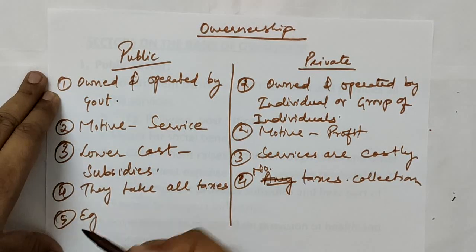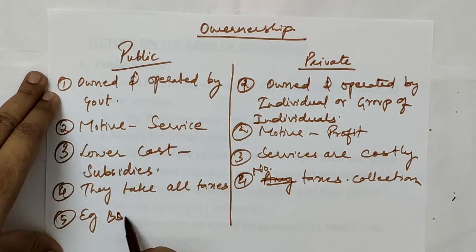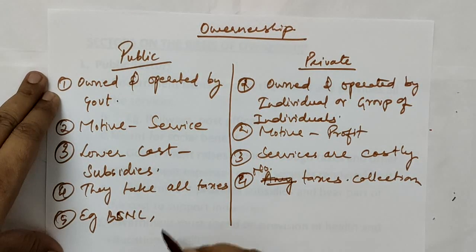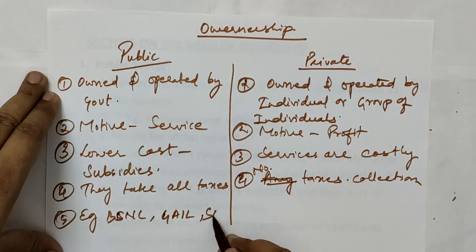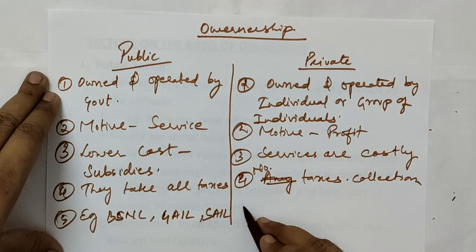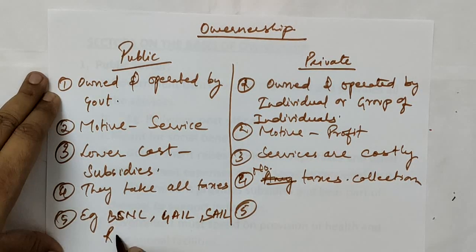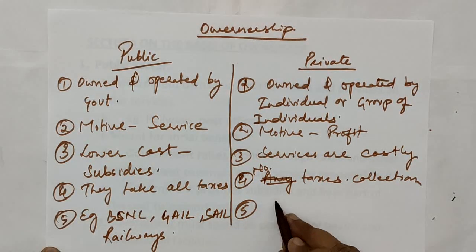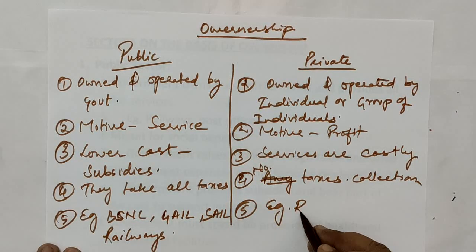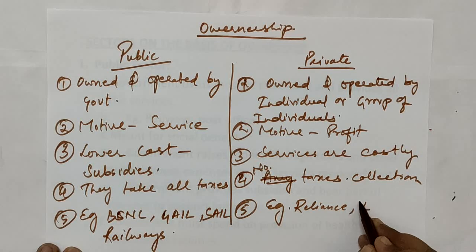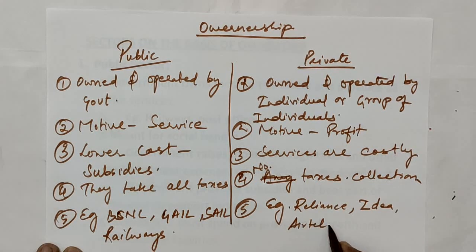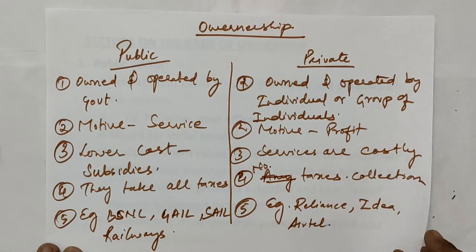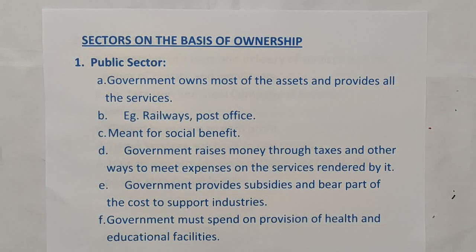Next one, examples of public sector can be your BSNL, Bharat Sanchar Nigam Limited, your GAIL, Gas Authority of India Limited, Steel Authority of India Limited. You can give any example, like railways, telegraph and telepost, and many more. Examples of your private sector can be Reliance, Idea, Airtel, or any other private individual owners. Let's talk about them in detail.